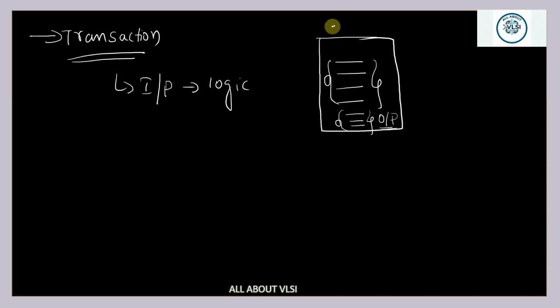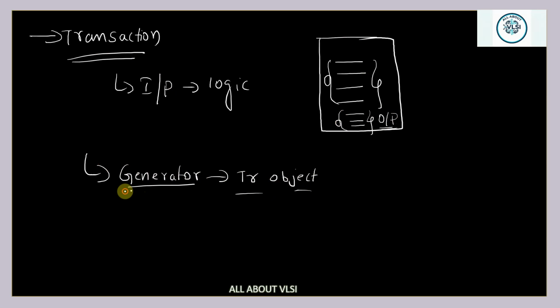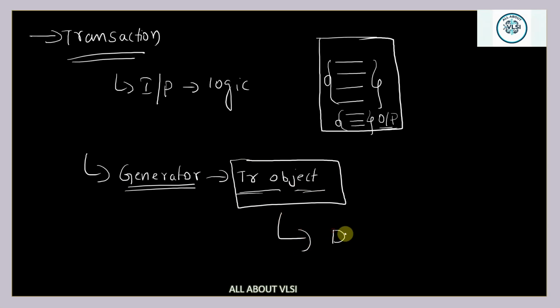Now, this transaction file instance is created in my generator. Not only the generator, my monitor is also going to create it, and I will show you how it is going to use it. So the generator is creating the transaction object, and after creating it, this object is sent to my driver via the mailbox. This process we are going to see now.